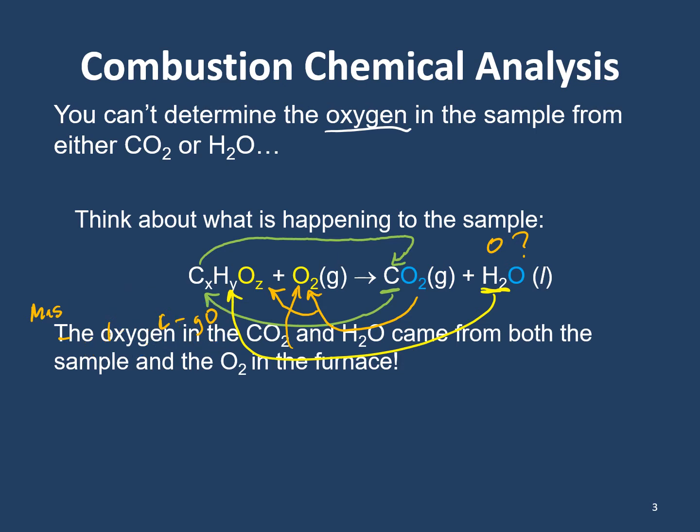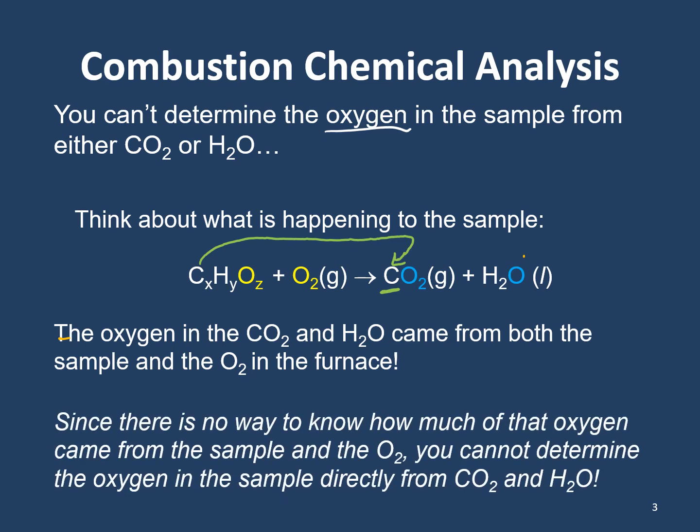So again, the oxygen in the CO2 came from both the O2 gas that we're running through the sample and from the unknown compound. So it becomes impossible to determine how much oxygen came from the sample from the CO2 and H2O that we produced. We have to do it in a different way, like I was just describing.